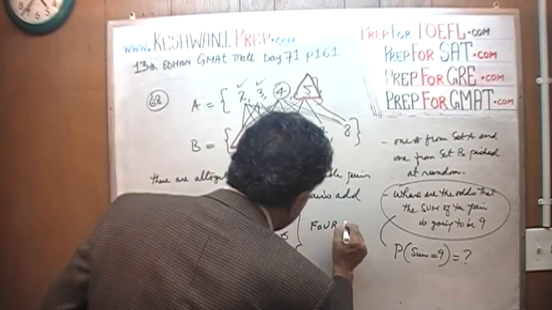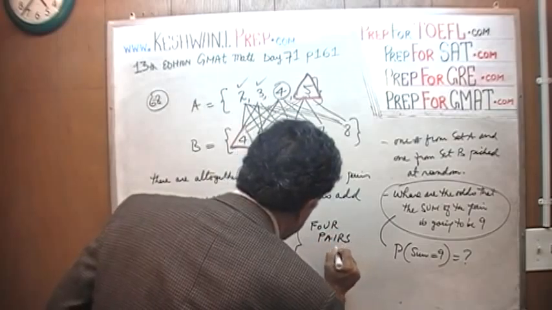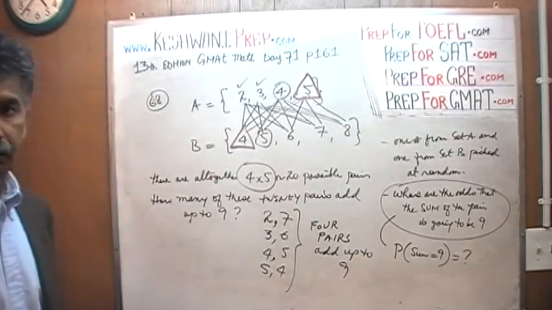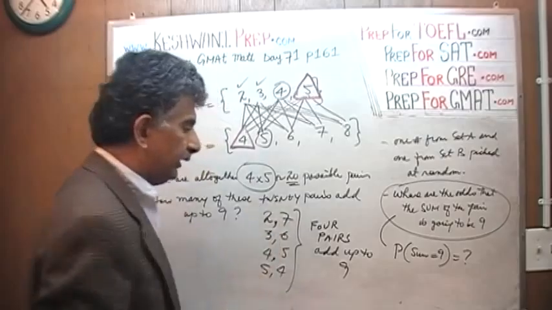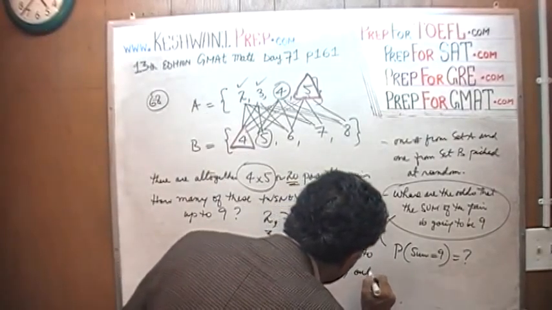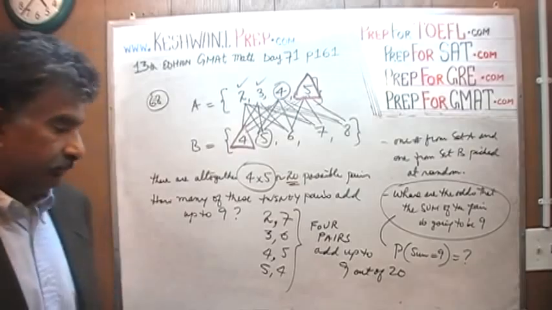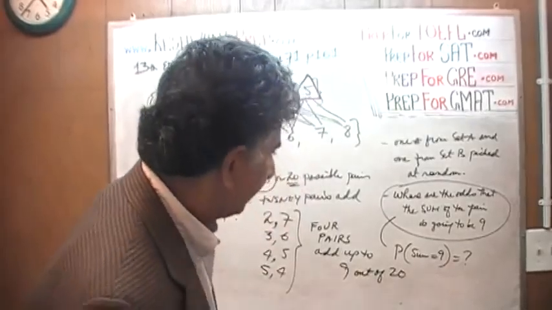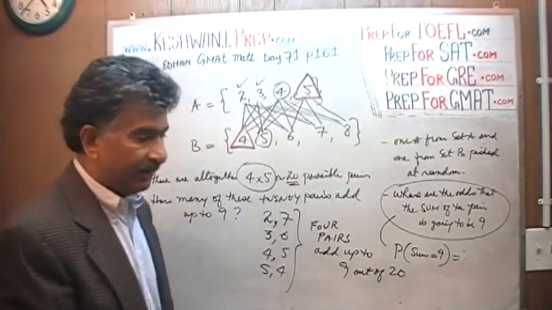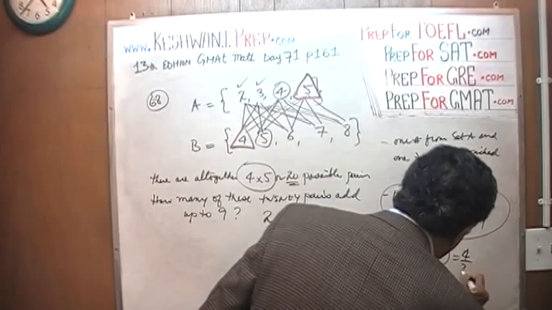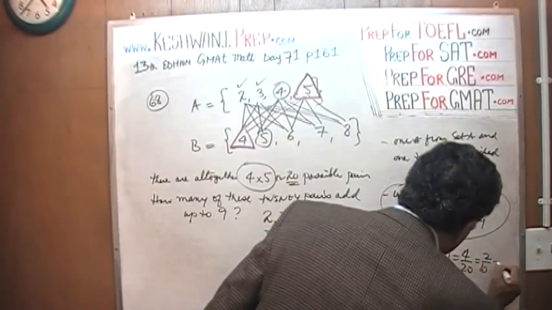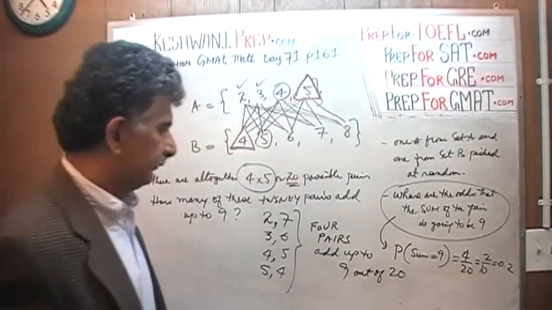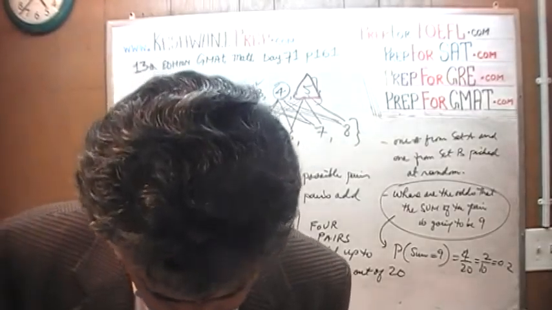4 pairs add up to 9, out of 20 possible pairs. That's our answer. The question was, what is the probability of picking a pair whose sum turns out to be 9? The probability is 4 out of 20, which is the same as 2 out of 10, which is the same as 0.2. That's our answer. 0.2, I think that's how they say it.